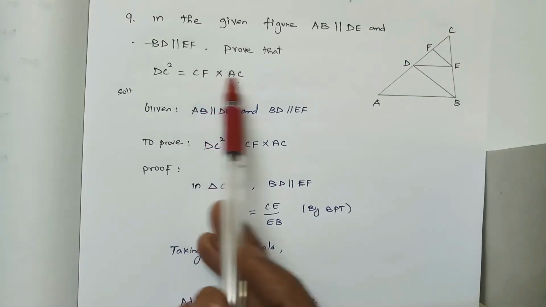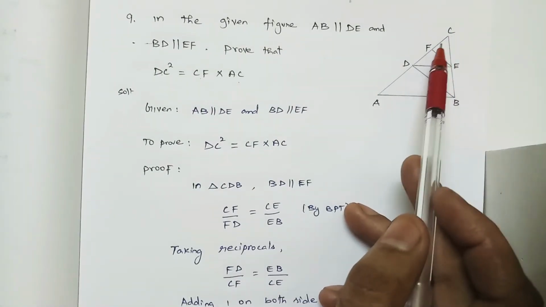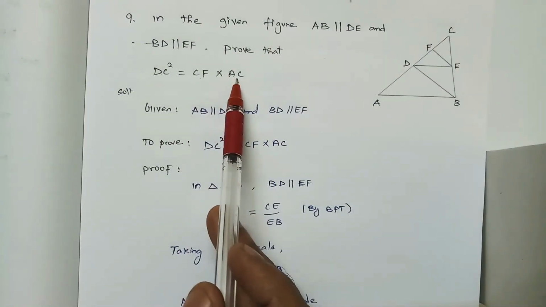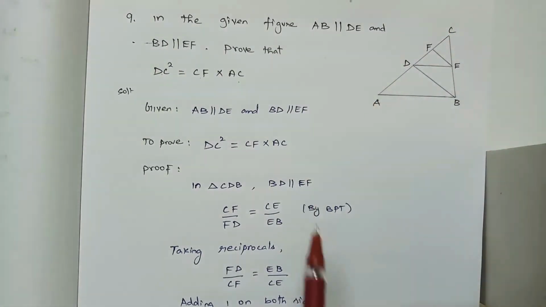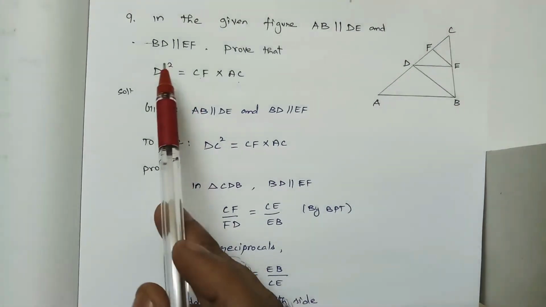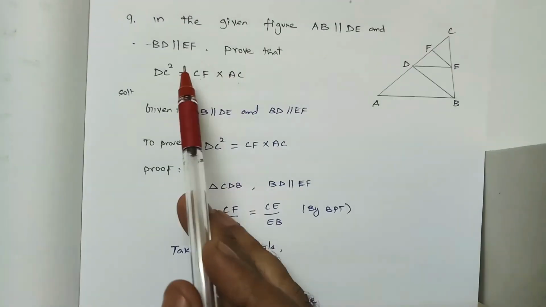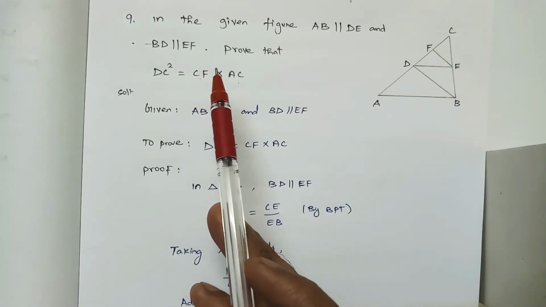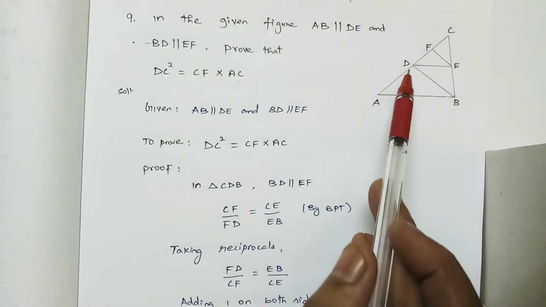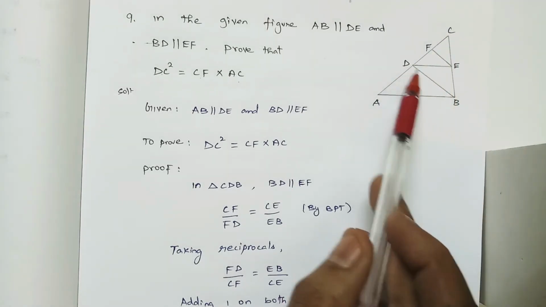Same thing, CF is nothing but a part of a side of a triangle, but AC is the whole side. So we want to add 1. By using that method alone, we are going to find it. By seeing the proof itself, we come to the conclusion of how we are going to prove it. So first we are taking the triangle CDB.